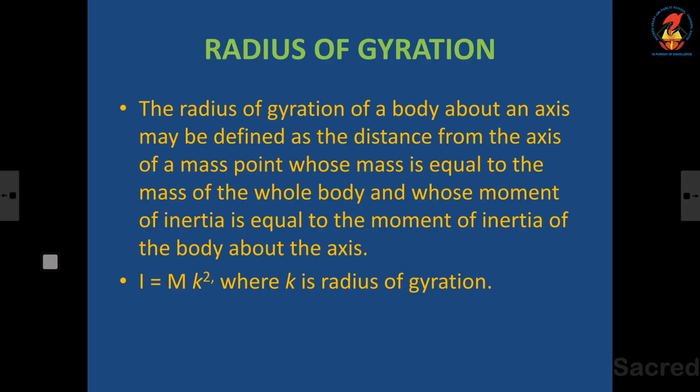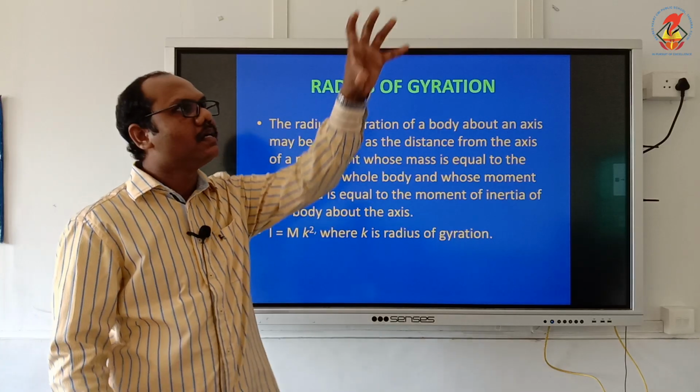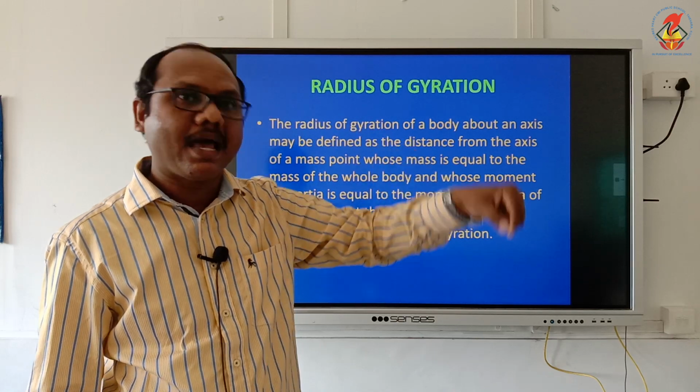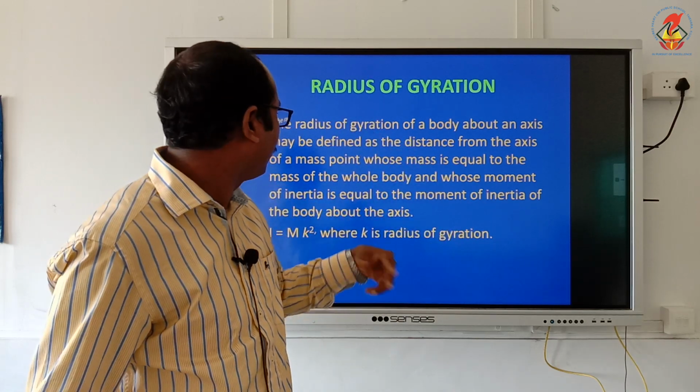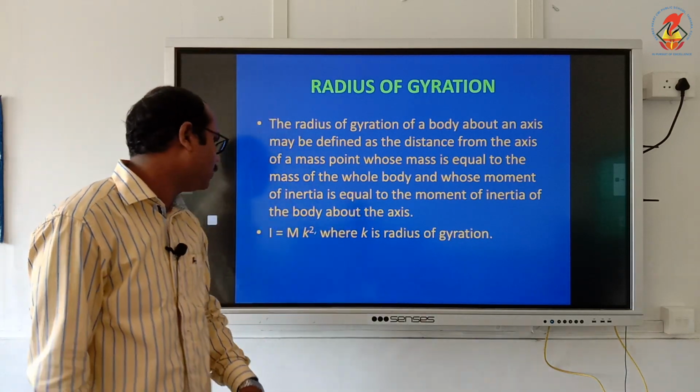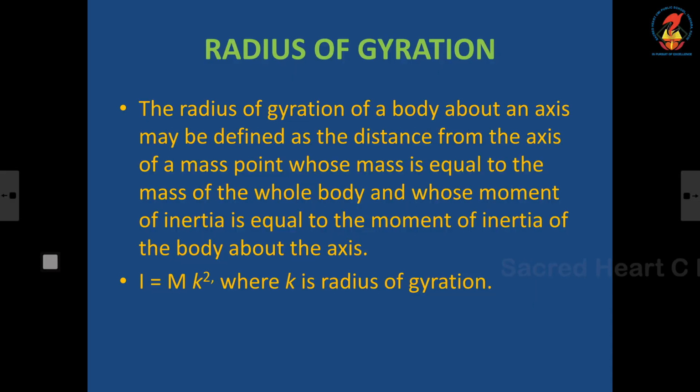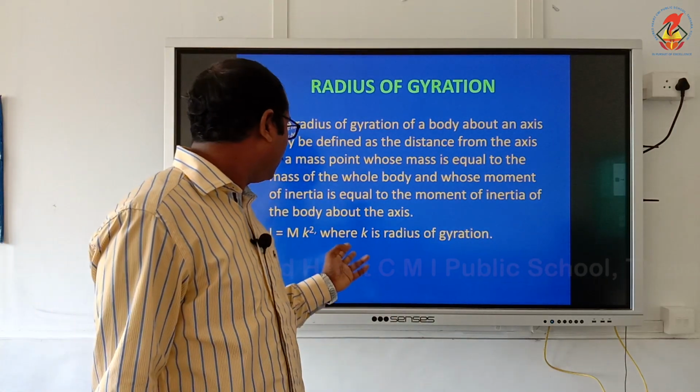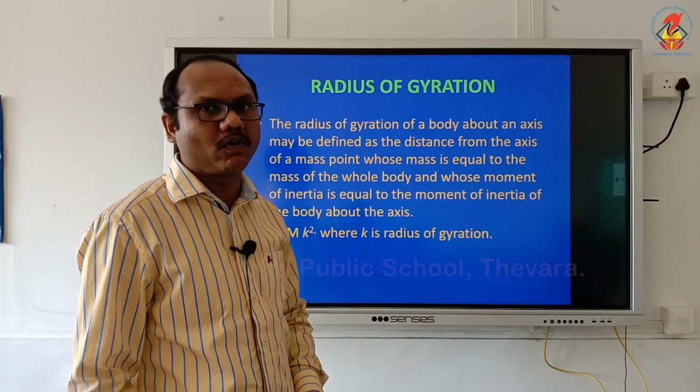Now, what is meant by radius of gyration? We have already discussed this when I was drawing that figure. Radius of gyration is defined as the distance from the axis of a mass point whose mass is equal to the mass of the whole body and whose moment of inertia is equal to the moment of inertia of the body about the axis. That means you assume the whole mass of the body is concentrated there, and its moment of inertia is the moment of inertia of the entire rigid body. So I = mk², where k is the radius of gyration, and the SI unit of radius of gyration is meter only.